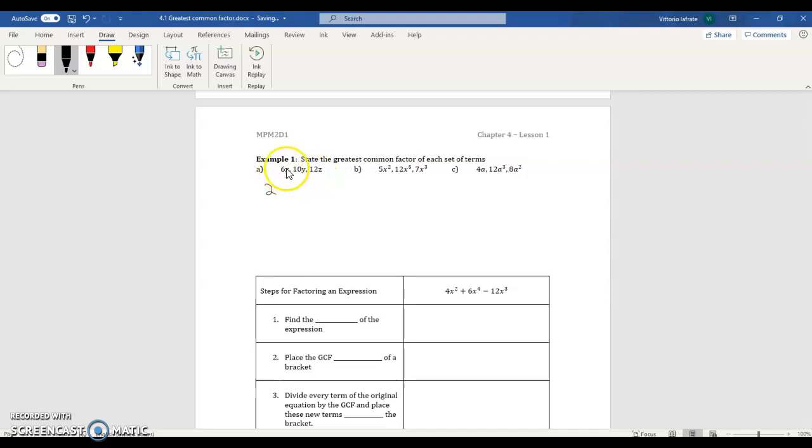Are there any variables they share in common? There's no variables that they share in common. And as a result, there's no degree that I'm going to have on that variable since they don't share the variables in common. This has x, this has y, this has z. So really, in this case, our greatest common factor is just 2.